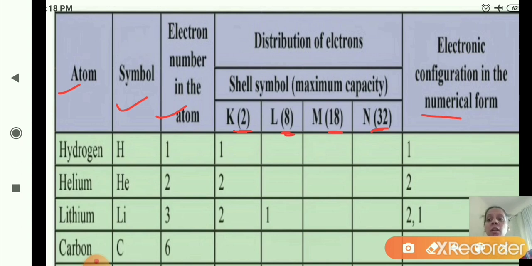First, the hydrogen atom. What is the symbol for hydrogen? That is H. And the number of electrons in the atom: in the hydrogen atom there is only one electron. So how will you arrange this electron? You will arrange this one electron in the first shell, that is K shell, as only one electron is there in the hydrogen atom.